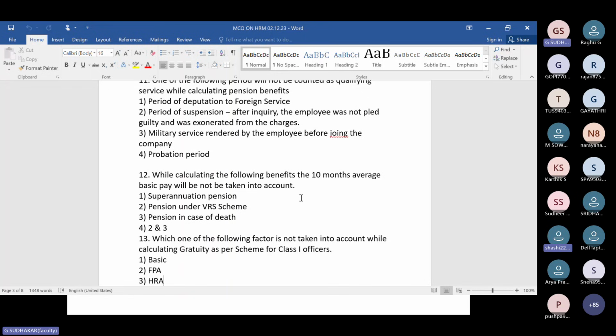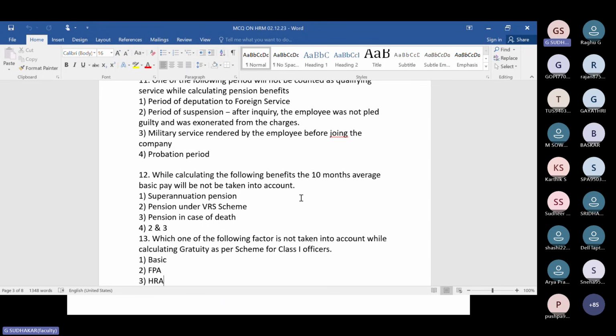While calculating the following benefits, the 10 months average basic pay will not be taken into account. Superannuation pension, the 10 months average will be taken into account. Pension under VRS, 10 months will be taken into account. 2 and 3 will not come. So the correct answer is pension in case of death. There is no need to take the 10 months average in case of death. Only in case of superannuation and VRS, you have to take the 10 months average.